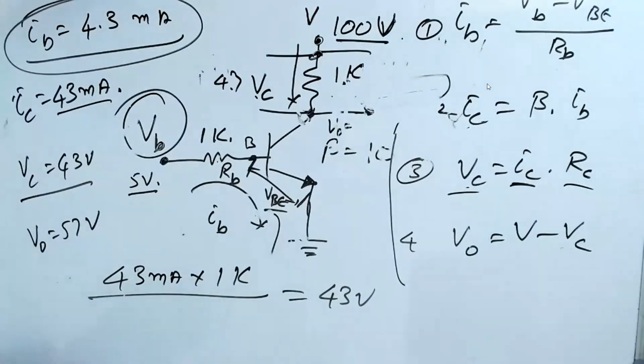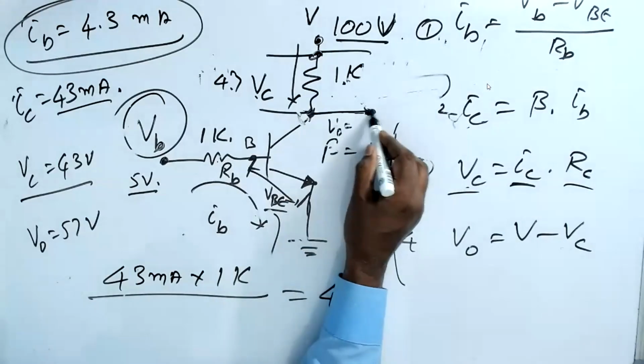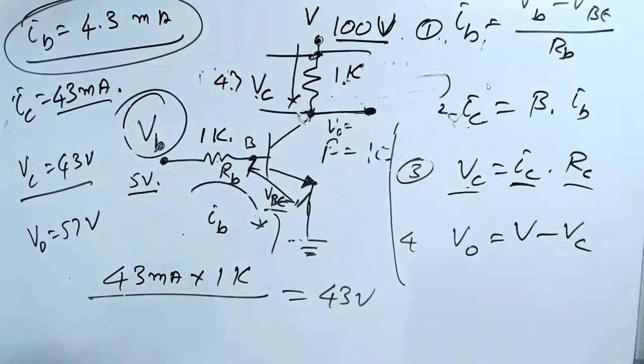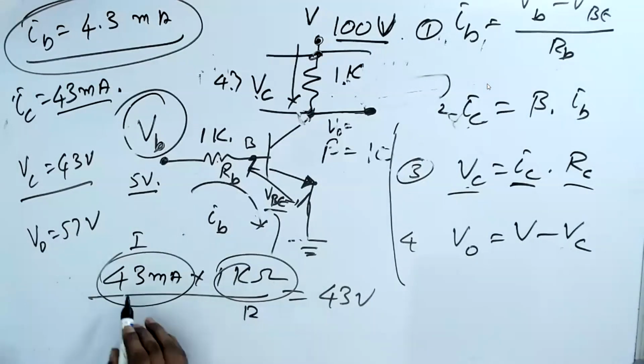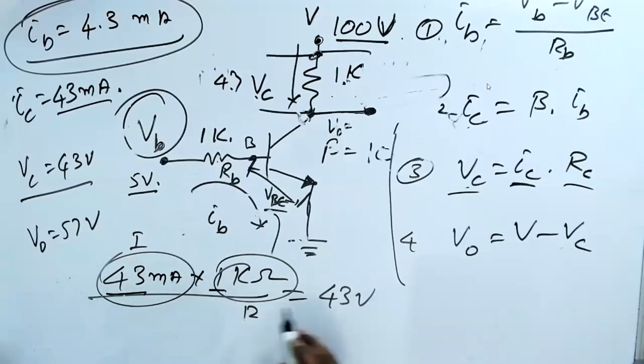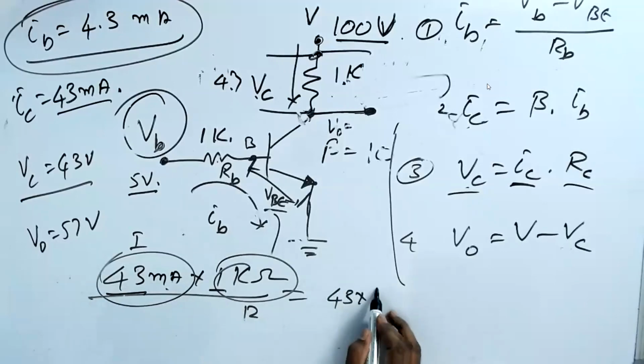No, sir. What you have done in the last step, sir? 43 milliampere into 1K. Yeah. So it should be, sir, 43 ampere, no, sir? Milliampere into 1K. So 3 zeros are cancelled. So it should be 43 ampere. 1K ohm. Okay, sir. What happened? 43 into 1. See, this has to be done like this. 43 into 1. 43.